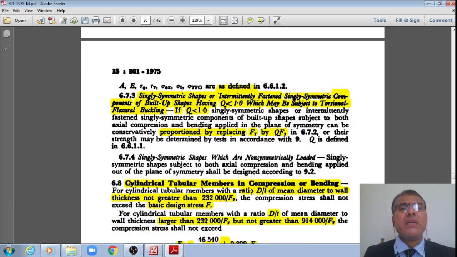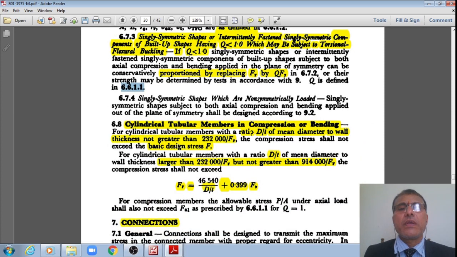And the next one is singly symmetric shapes or intermittently fastened singly symmetric components of built-up shapes having the load factor Q less than 1, which may be subject to torsional flexural buckling. If Q is less than 1, they shall be proportioned by replacing Fy by QFy in that formula 6.7.2, right? Where Q is defined in clause 6.1.1, right? Now, next one.